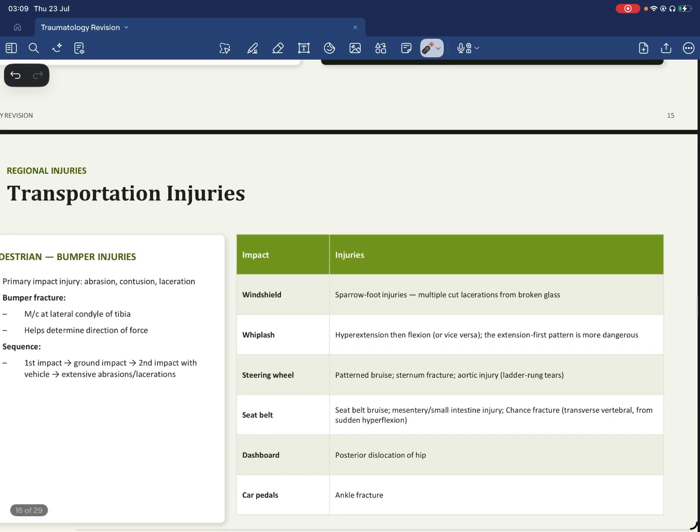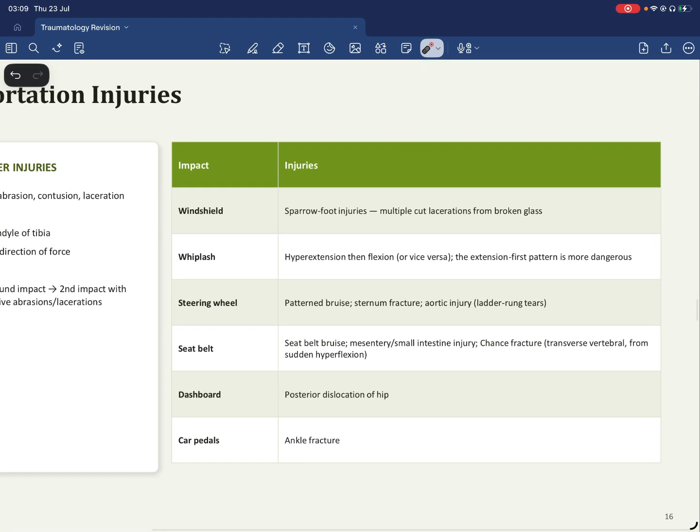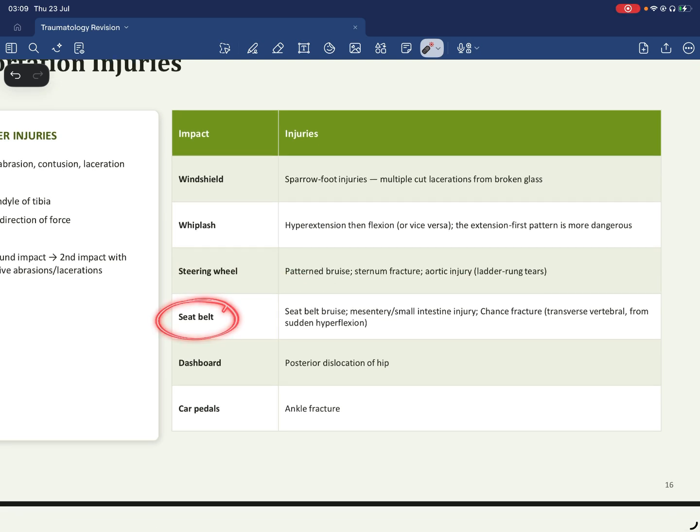We have impact. We have windshield impact. Sparrow foot injuries can be seen on the face as multiple cut lacerations from the broken glass. Whiplash injury is caused due to hyperextension then flexion, or extension first pattern is most dangerous. Impact on the steering wheel can be seen as a pattern bruise or sternal fracture or aortic injury. Seat belt injury can lead to mesentery or small intestine injury.